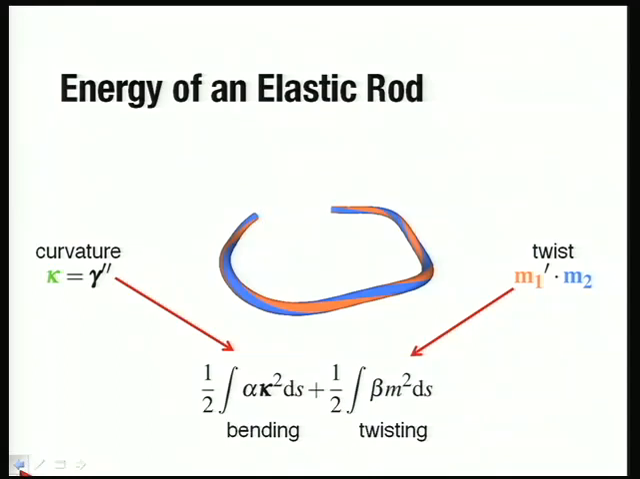Now, traditionally, curvature is relatively straightforward to discretize. And twist is somewhat harder to capture neatly and easily. So that's going to be one of the focuses in this talk: how we can come up with a simple formulation for the twist.